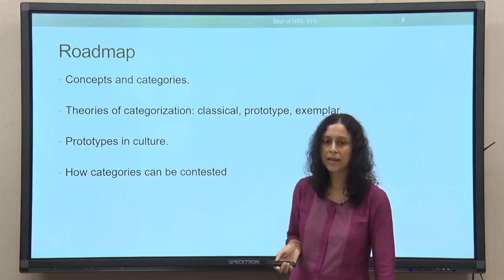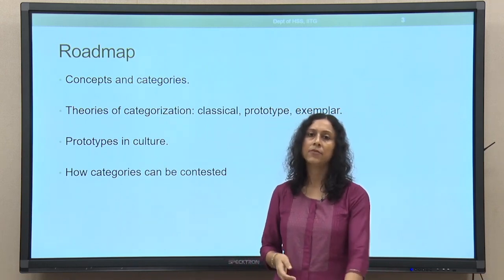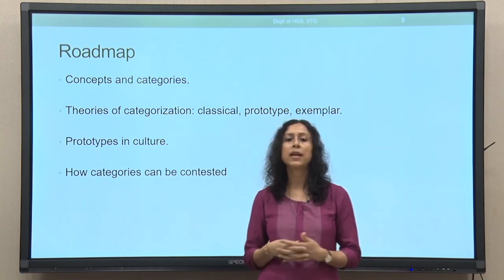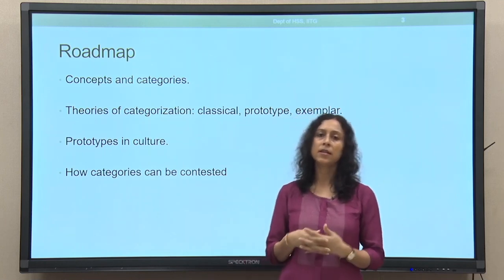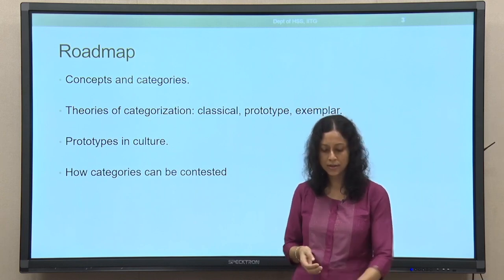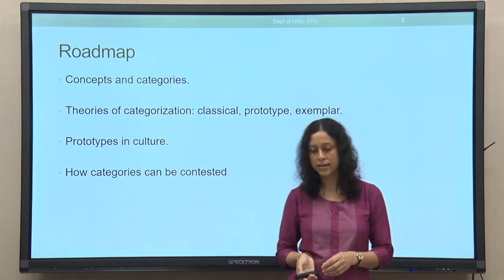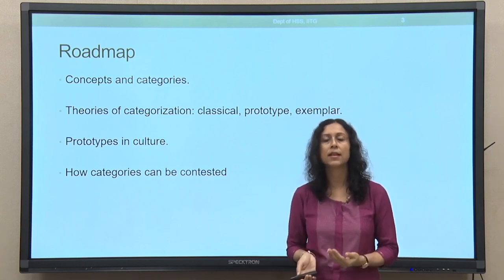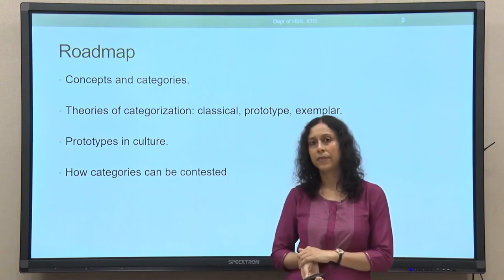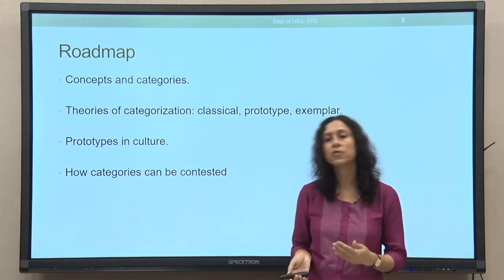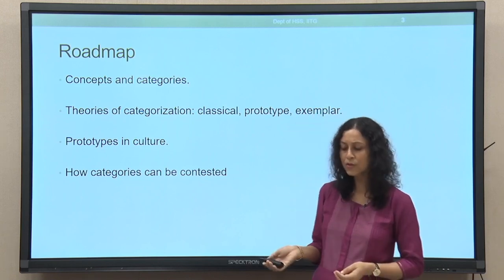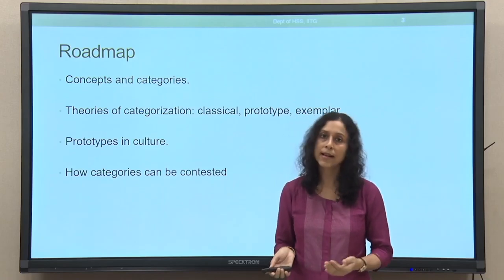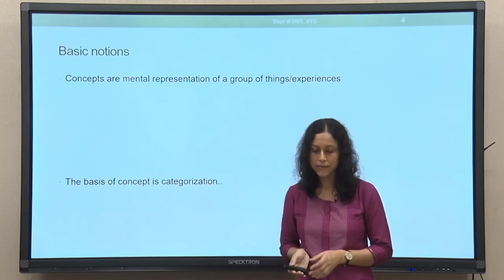So, this is the roadmap: concepts and categories. Then we will look at the theories of categorization. Within that, we will primarily look at 3 types of theories: classical, prototype and exemplar theory. And then we will move on to see how prototypes are not just a linguistic factor, not just a mental factor, but also have repercussions in the culture, in the day-to-day lives, in the society. So, how do they interact? We will discuss those things in detail, and then also show how contested categories can be, how there are a lot of disagreements and what are the factors responsible for those disagreements across categories or even within categories, and how categories change over time, over space, over many factors. So, is it something that is fixed, a stable mental representation, or is it not stable, and if it is not stable, what are the factors that make changes and so on. So, this is roughly the roadmap.